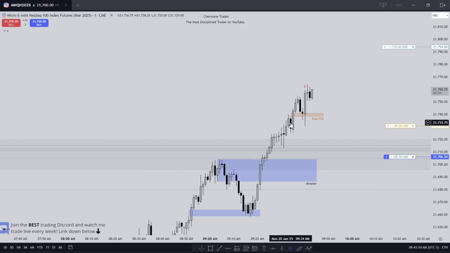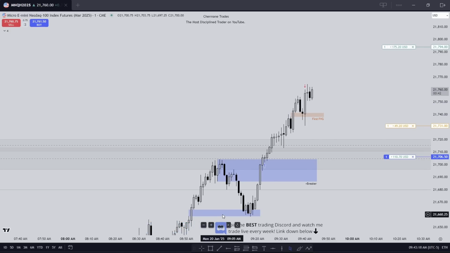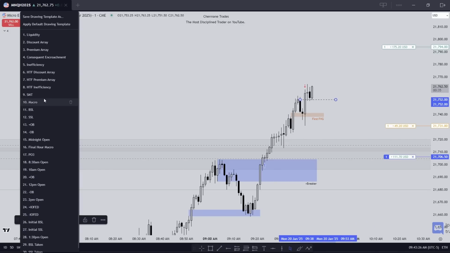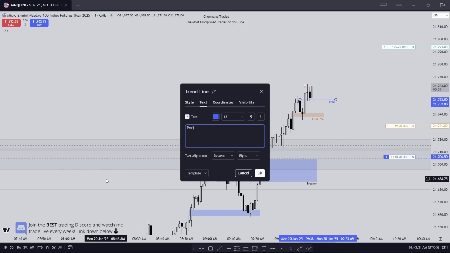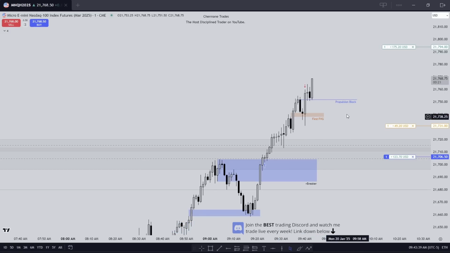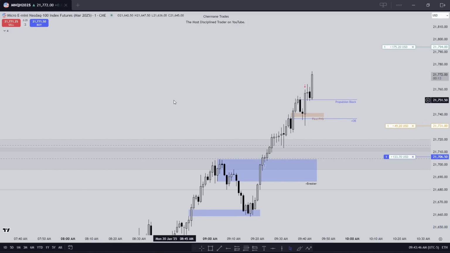So you have your primary order block here, and an order block that trades into an order block is called a propulsion block. Okay, so your propulsion block starts with the opening price here. That is your propulsion block. I like the reaction off of that. And then this down here is your order block. Just like that.